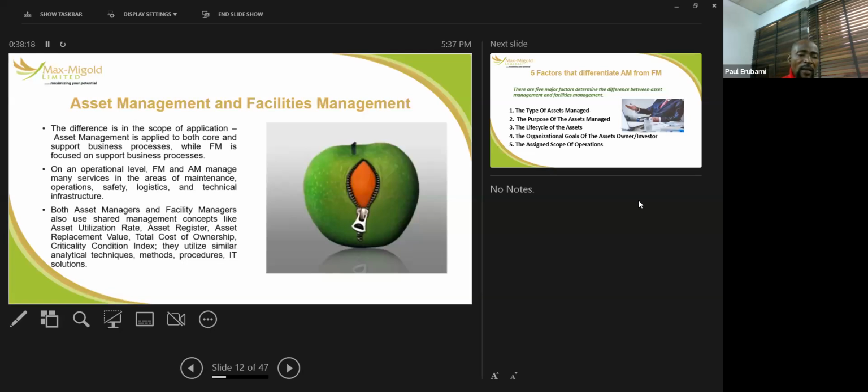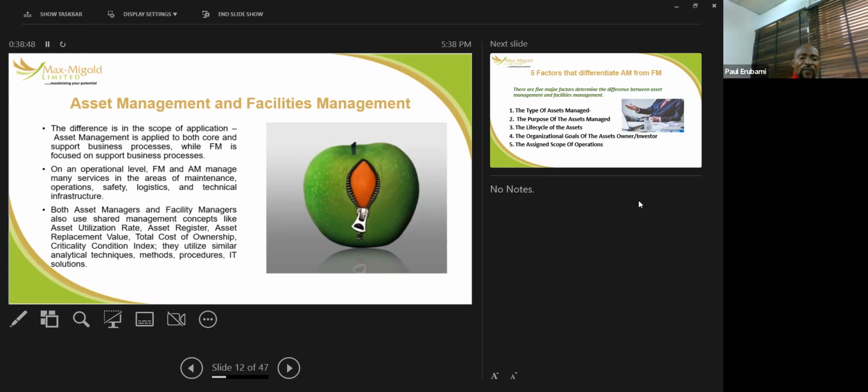These are areas where we have one or two differences. On the operational level, the facility manager and asset manager manage many services in the area of maintenance, because in the area of maintenance, the facility manager maintains, as the finance manager provides revenue. He provides money for the facility manager to carry out the maintenance activity on that facility. So in terms of operation and maintenance, they work hand in hand. And in terms of safety, logistics, and technical infrastructure.